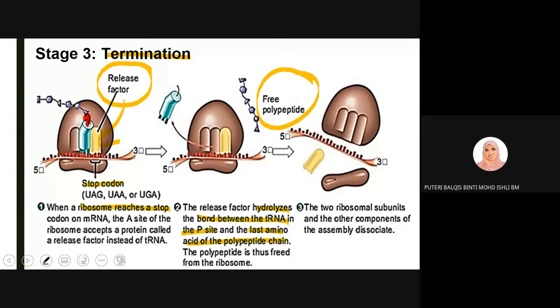Soalan kebat, soalan ni dia pernah tanya. What happened to the free polypeptide chain? What happened to the protein after it is released by the release factor? Siapa? Dia nak pergi mana? Golgi body. Kenapa Golgi body? Dia nak package dengan transport.